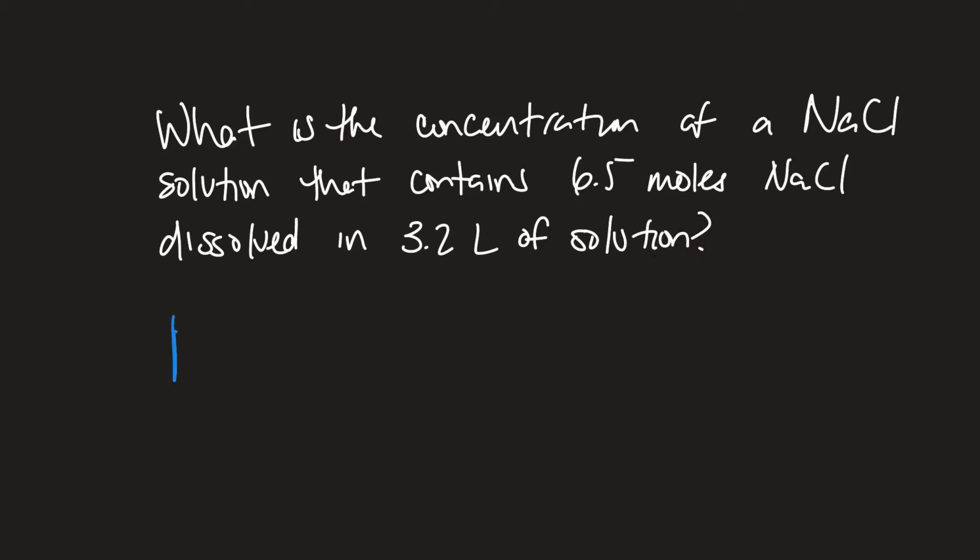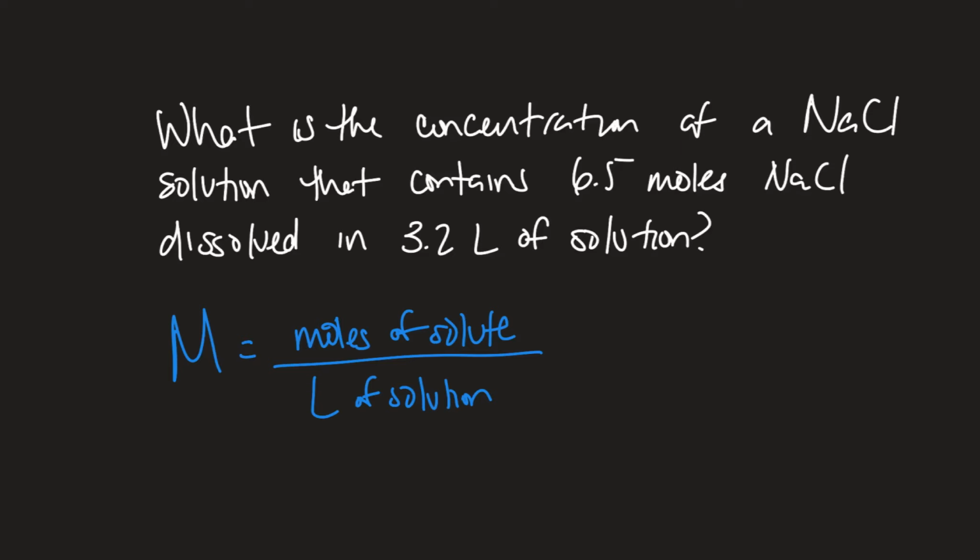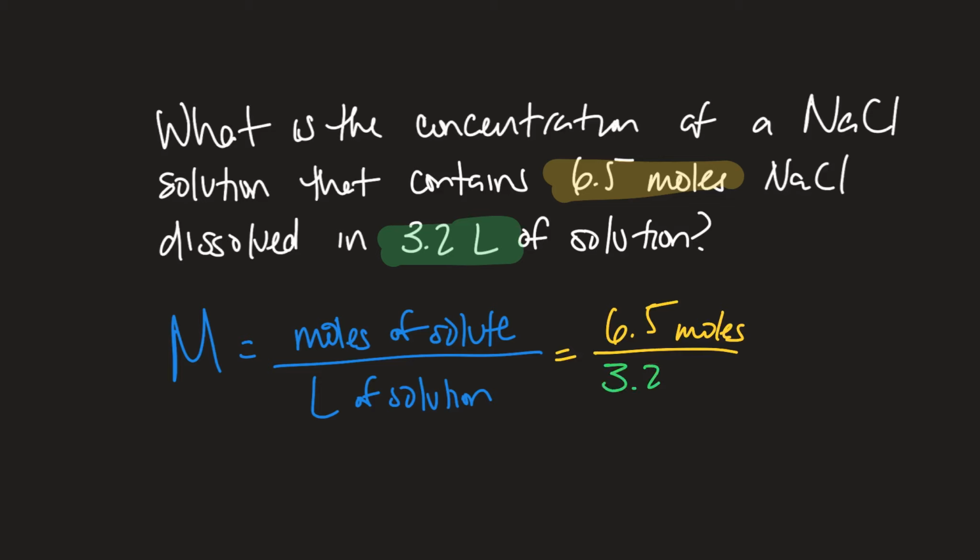Once again, remember molarity, big M, equals moles of solute over liters of solution. We can draw these numbers from the problem. How many moles of salt do you have? 6.5. How many liters of solution? 3.2. Then you just put this into the equation: 6.5 moles of solute over 3.2 liters of solution. When you plug this into the calculator, you get roughly 2.03, and we call it molar, or molarity. The concentration of NaCl in the water is a 2.03 molar solution.